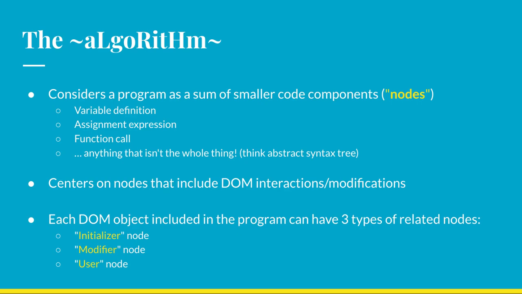And then finally, a user node, which again, a DOM object can have zero, one, or many user nodes, is something that uses information about the DOM object but doesn't change it.